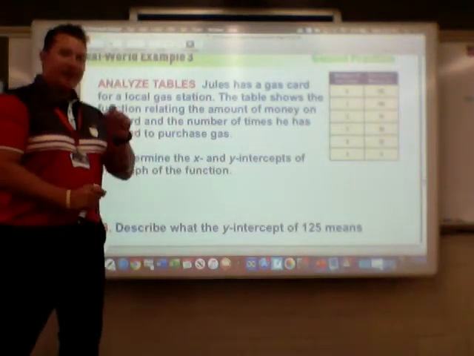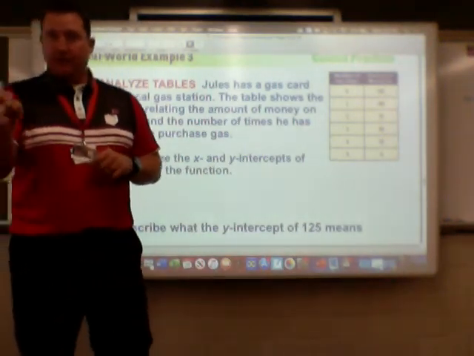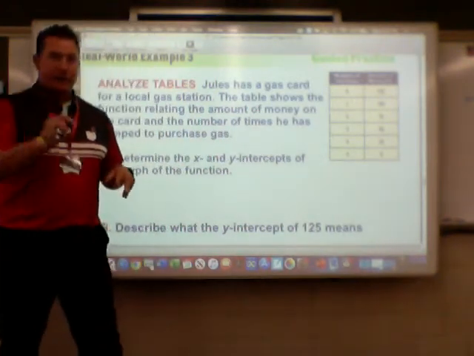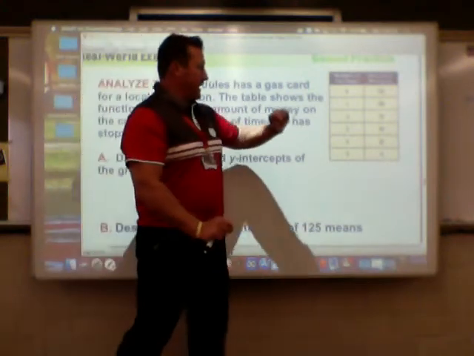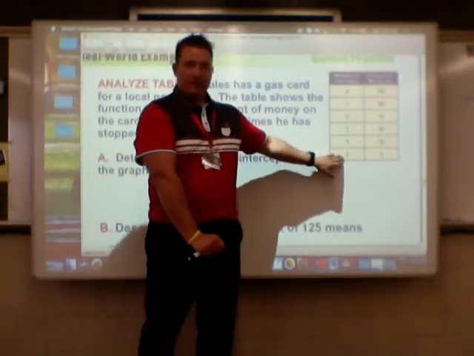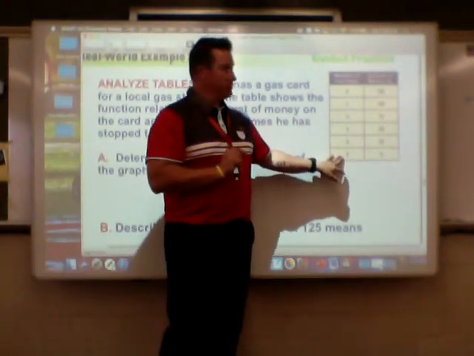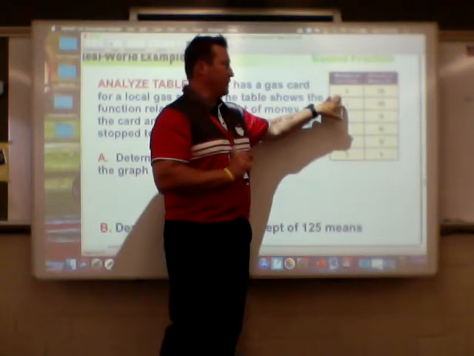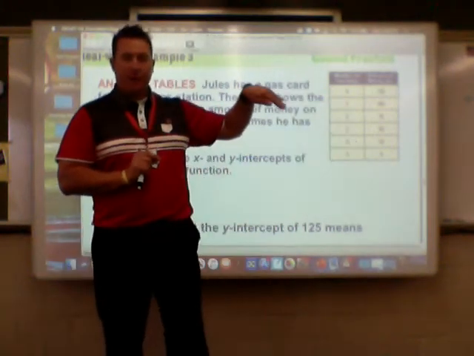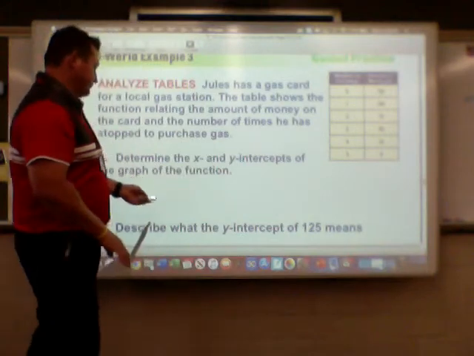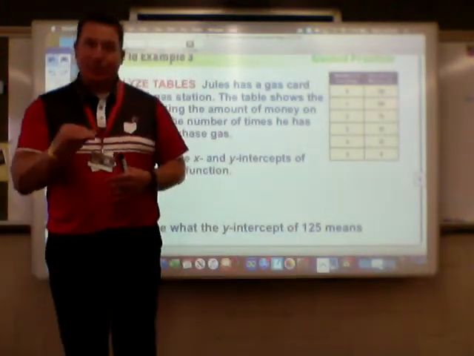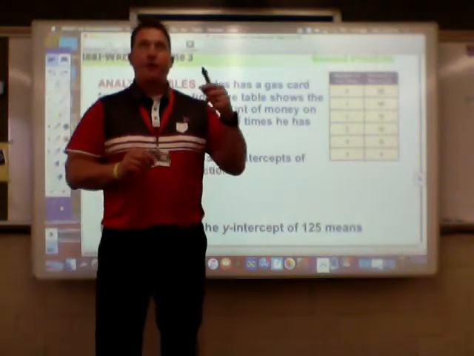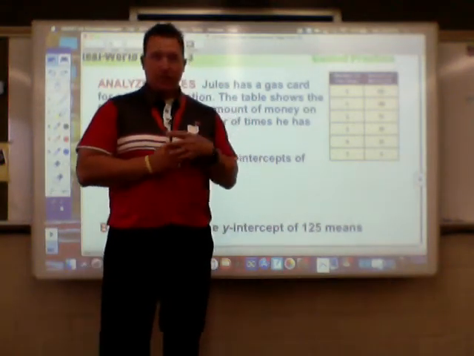Part A says determine the X and Y intercepts. Again, if you want to try this on your own, go ahead, pause it, come back. Okay, hopefully you're back. X-intercept, guys, is right here, 5, comma 0. My Y-intercept is up here at 0, comma 125. Part B: describe what the Y-intercept of 125 means. What does 125 represent?